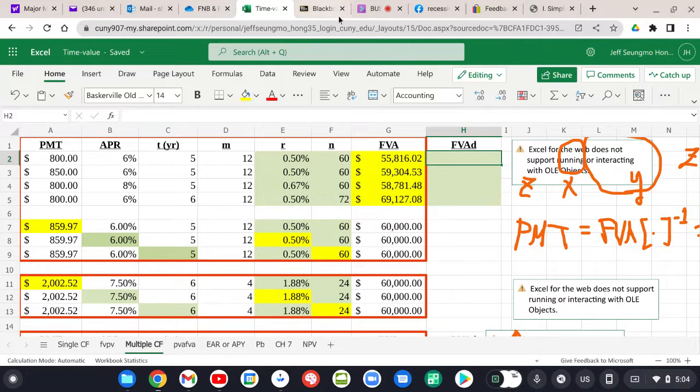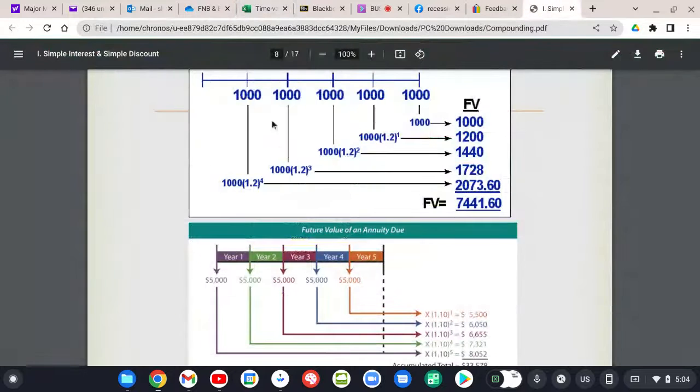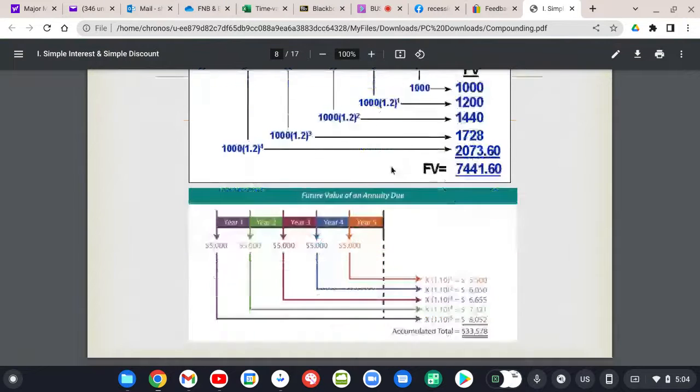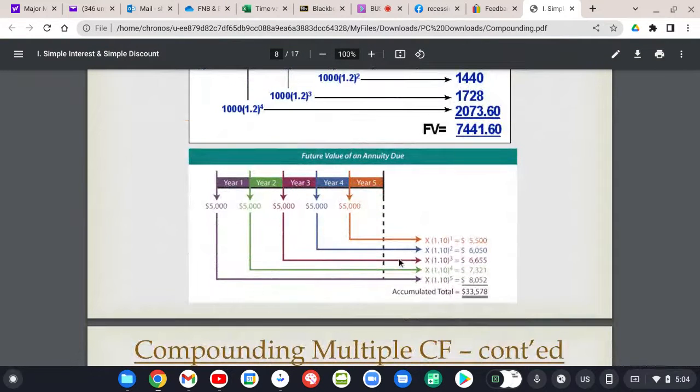What is annuity due? Remember in this example, this one is called ordinary annuity. You make the deposit at the end of every period. That's ordinary annuity. This is called annuity due. Annuity due is making the deposit or payment at the beginning of each period. And there will be a difference because there was one more.